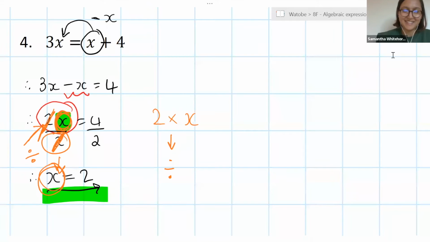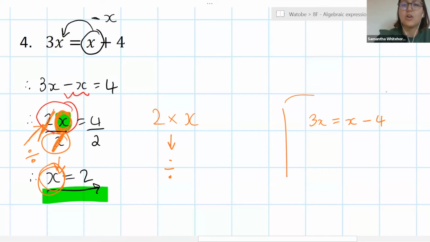Hi, Naledi. Yes, ma'am. My question was, for example, let's say 3x equals x minus 4. When we move the x down, will it be 3x? Will it be 3x plus x? Or will it stay?